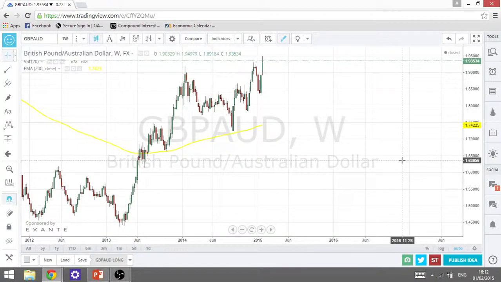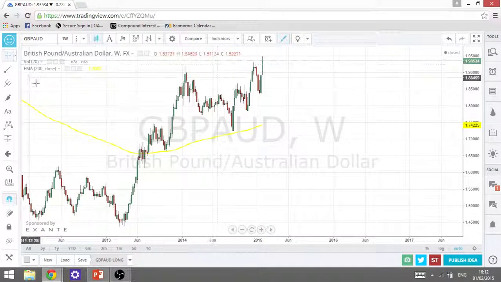This is going to be our weekly breakdown on GBPAUD and this currency pair. This is going to be an analysis on the weekly. As you can see, we've had a bit of an upwards move since about summer 2013 all the way up. We've been consolidating in and around this level since then.